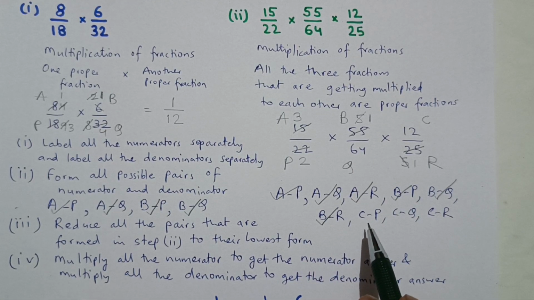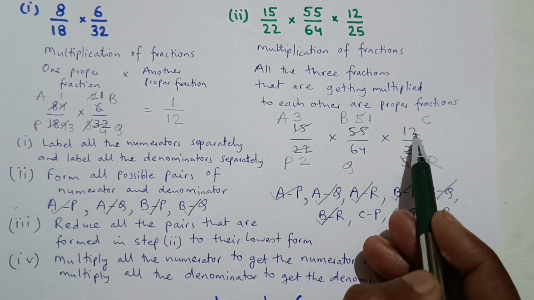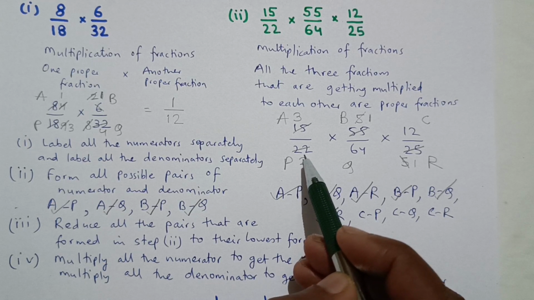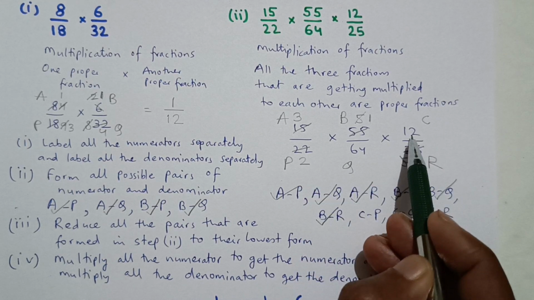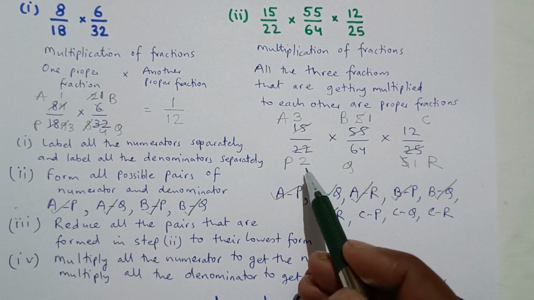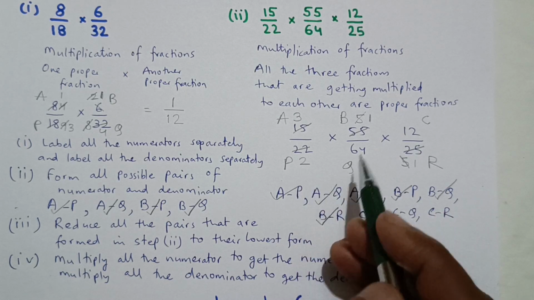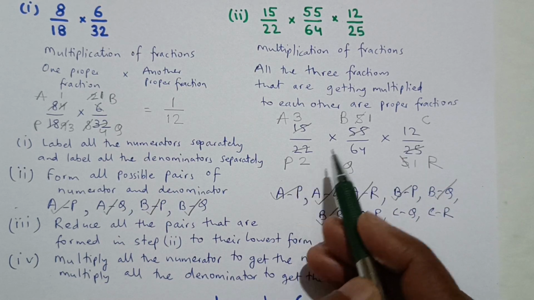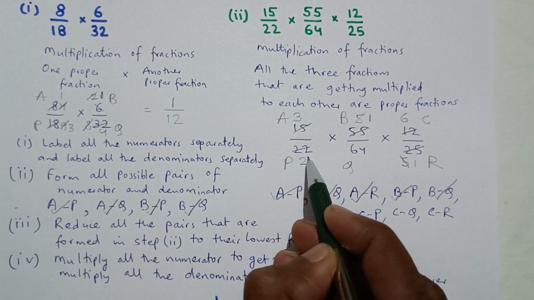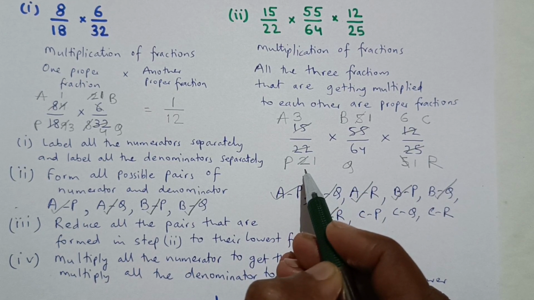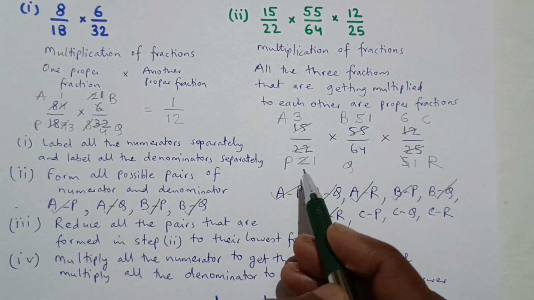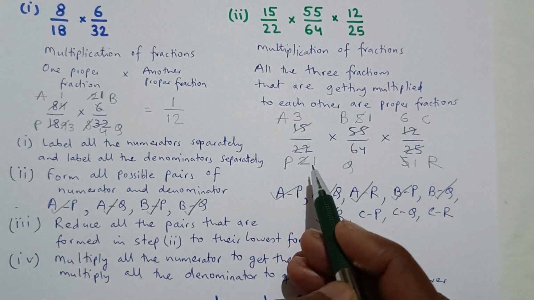Next is CP. C is 12. P is 2. P is no longer 22. P is 2. So C is 12. P is 2. And 12 by 2 we can reduce it to its lowest form because both are divisible by 2. So we will divide both of them by 2 and reduce it to its lowest form. 12 divided by 2 is 6. 2 divided by 2 is 1. So 6 by 1. And now we cannot reduce it any further. So CP is 6 by 1 in its lowest form.